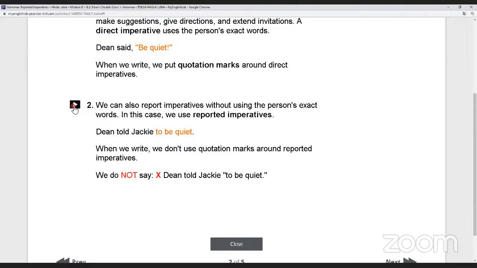Let's see. The use of this is similar. It's the same, but the structure is going to change. For example, we have: Tim told Jackie to be quiet. As you can see, we're not using quotation marks. We're not using commas or something like that. We're going to report what somebody said, in other words, in our own words, right?